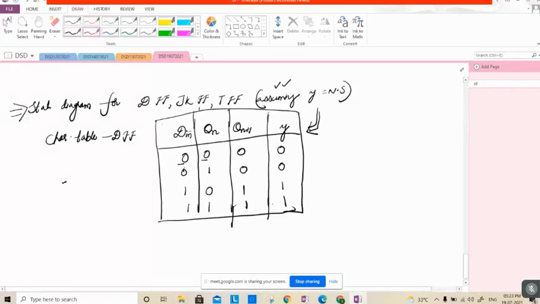What is the external input here? D. What is the external input variable? D.